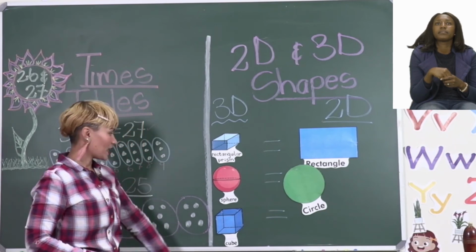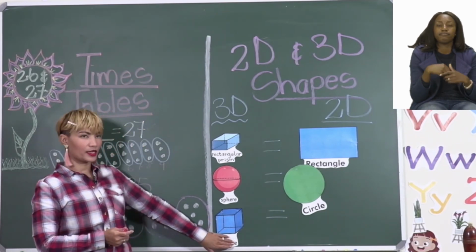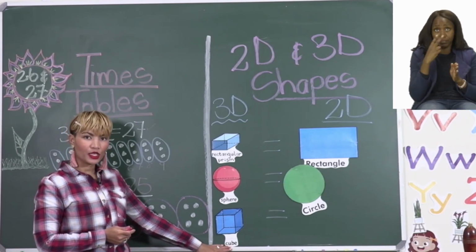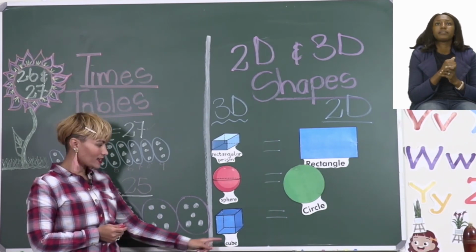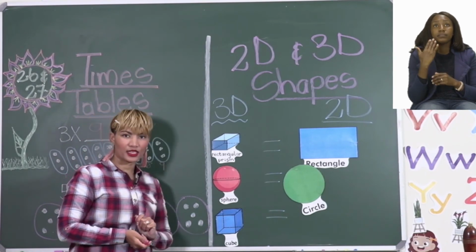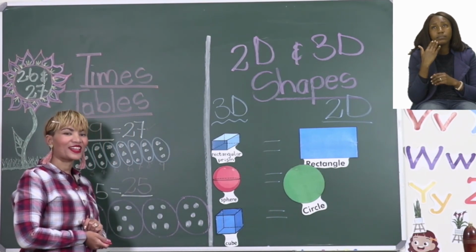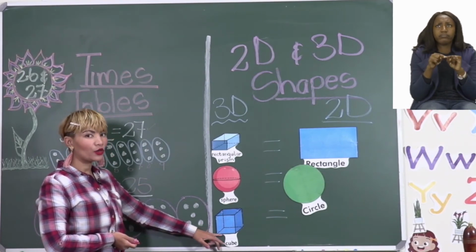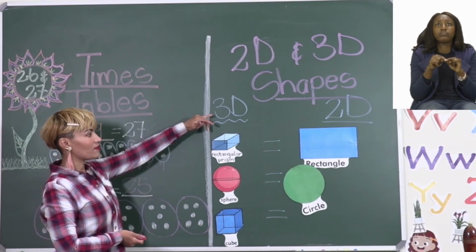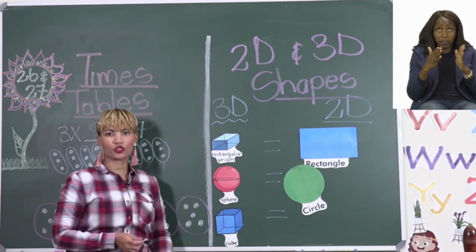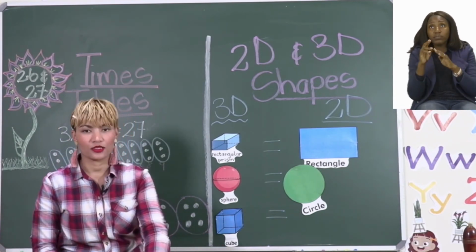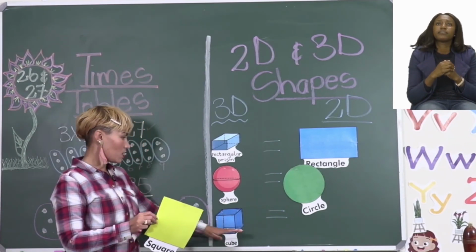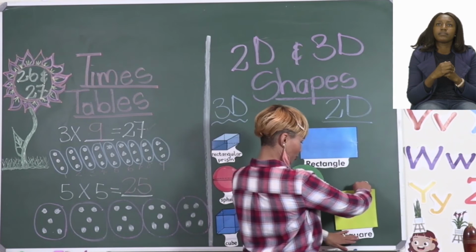So, let's see. The third example is an example of a cube. Can you all see? Cube. Okay? And what shape do you think this looks like? That's right, it looks like a square. So, your cube is your 3D version of a square. And the square is the 2D version of your cube.